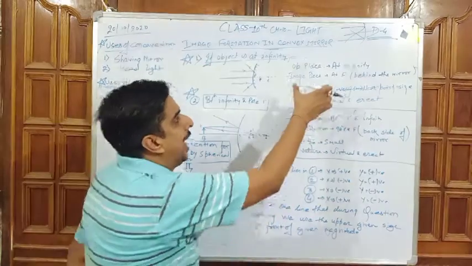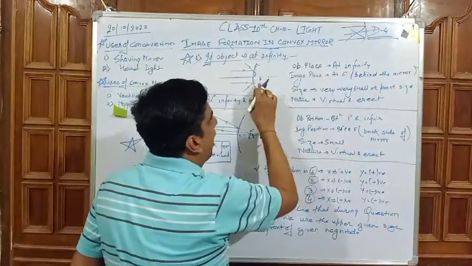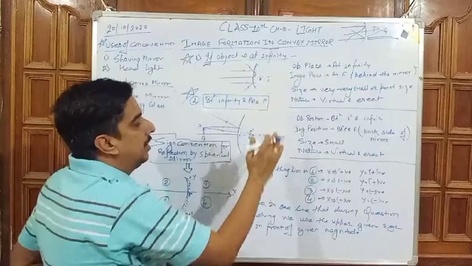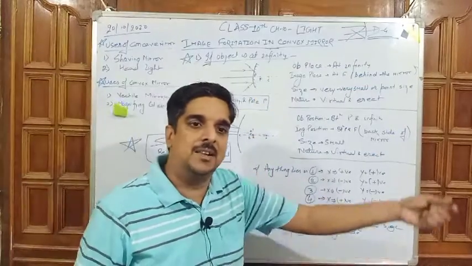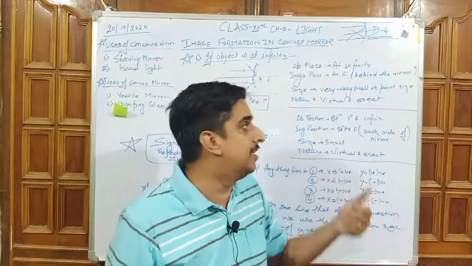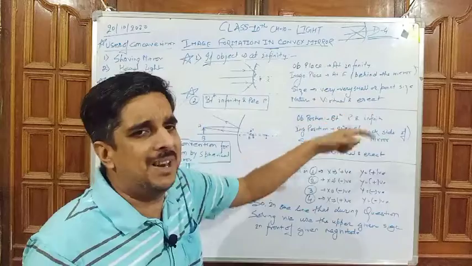So for that I wrote clearly that object place will be at infinity, image place at F behind the mirror, because F is behind the mirror. In the concave mirror, F and C are in front of the mirror, and in the convex mirror, F and C will be present behind the mirror. So I wrote it here, behind the mirror. Size will be very, very small.